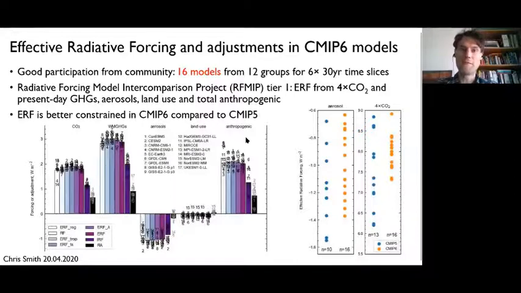I think the reason why we've had such good participation is because our tier 1 experiments are quite light. We've asked for 6 30-year time slice experiments, so 180 years of atmosphere only integrations in total. So we've had a very good response from the community.